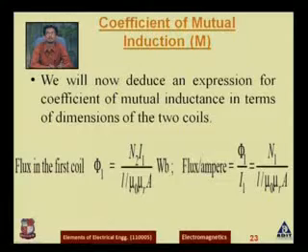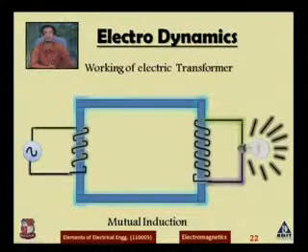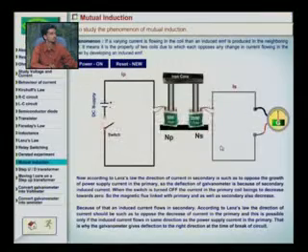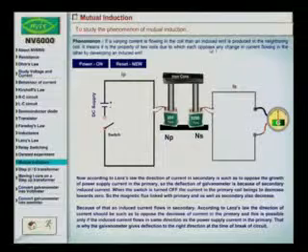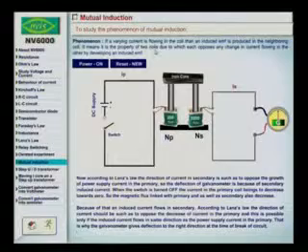Let us again see the mutual inductance with an animation. Here we want to study the phenomenon of mutual inductance. We know that if a varying current is flowing in a coil, then an induced EMF is produced in the neighboring coil. It is the property of two coils due to which each opposes any change in the current flowing in the other by developing an induced EMF.